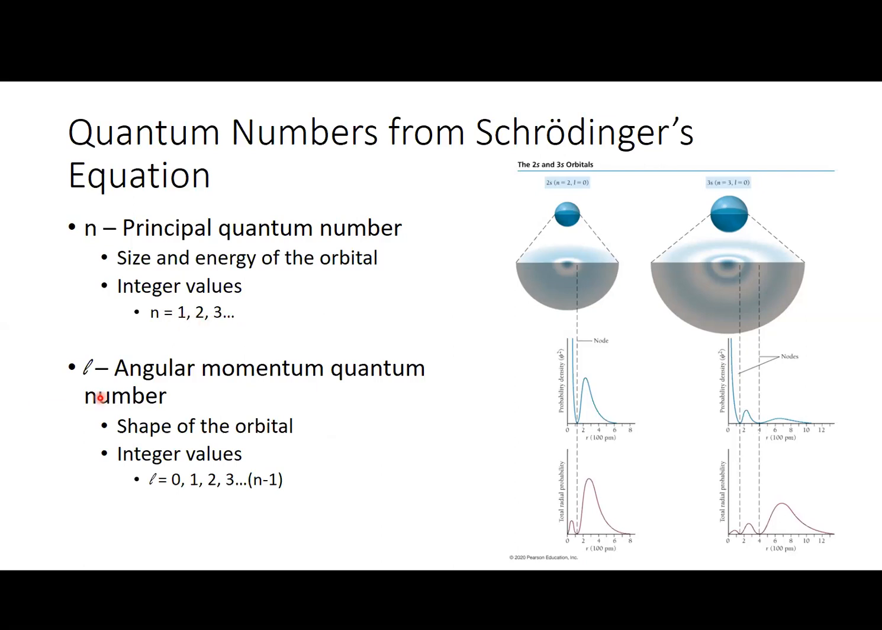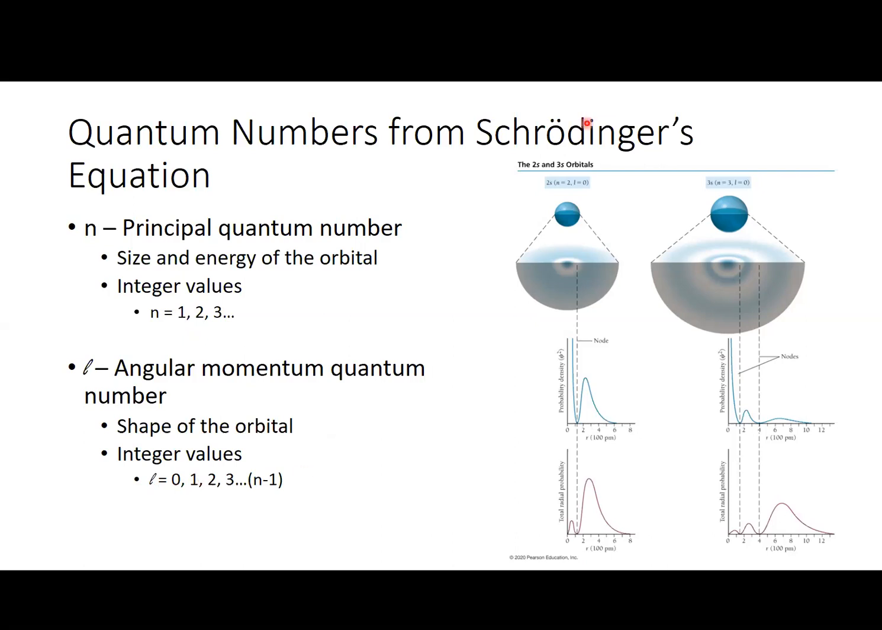Another number you get out of this is called L. It's a cursive L. It's the angular momentum quantum number, also known as, I think, the azimuthal quantum number. And this tells us about the shape of the orbital. L can have values as high as n minus 1, so it can have values of 0, 1, 2, 3, and so on, all the way up to n minus 1. If n has a value of 1, the only value L can have is 0. If n has a value of 2, the values L can have are either 0 or 1.